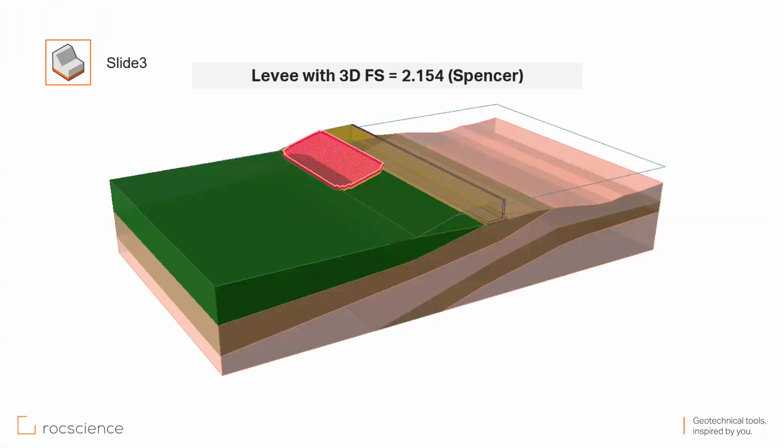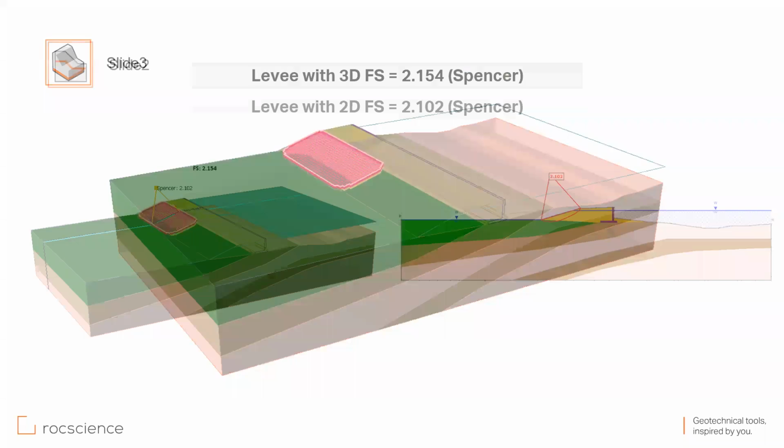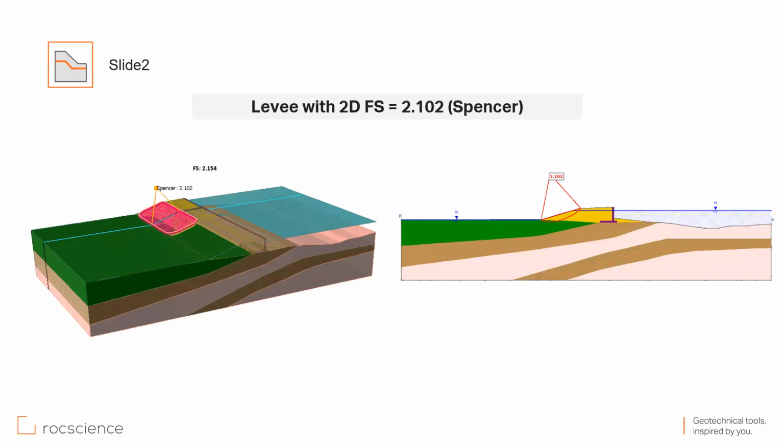So we showed you the results of 3D analysis, factor of safety of 2.16, and the 2D results on top of the 3D results. They are very similar.